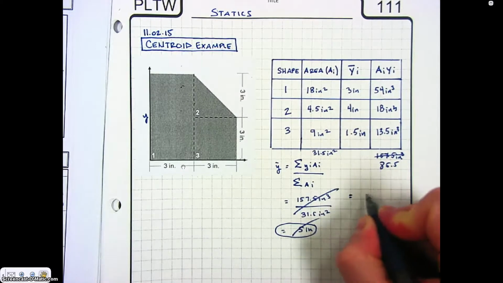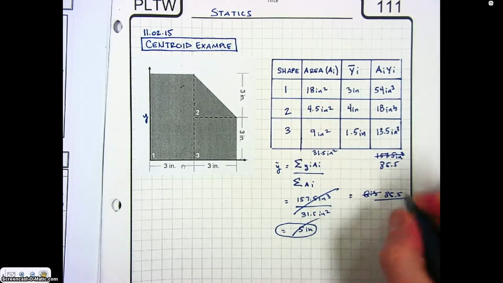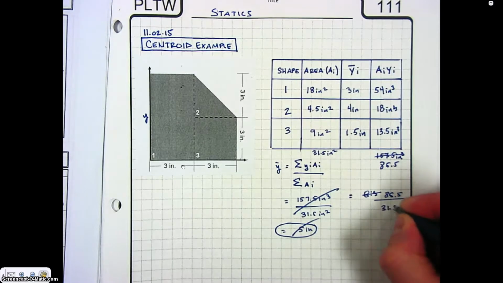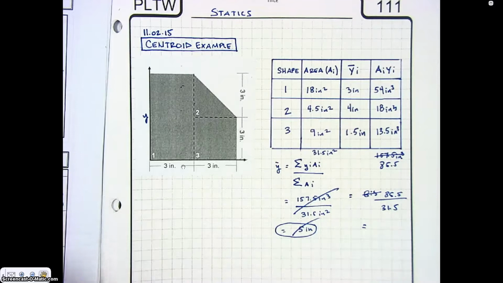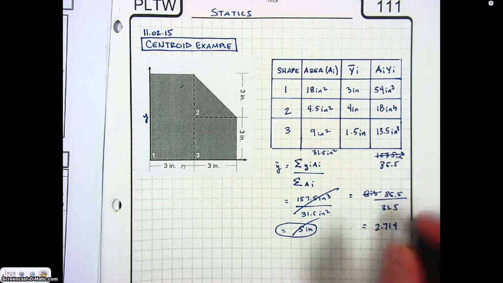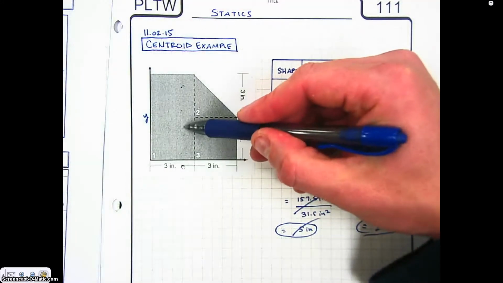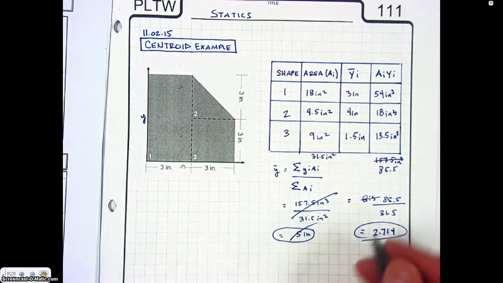So if I plug in those numbers again, 85.5 divided by 31.5, I get my real answer, which is 2.714 inches, we'll call it. So that's saying if I go up 2.7 inches somewhere in here, that's the center of this shape in the y direction. And so that number makes sense for y.